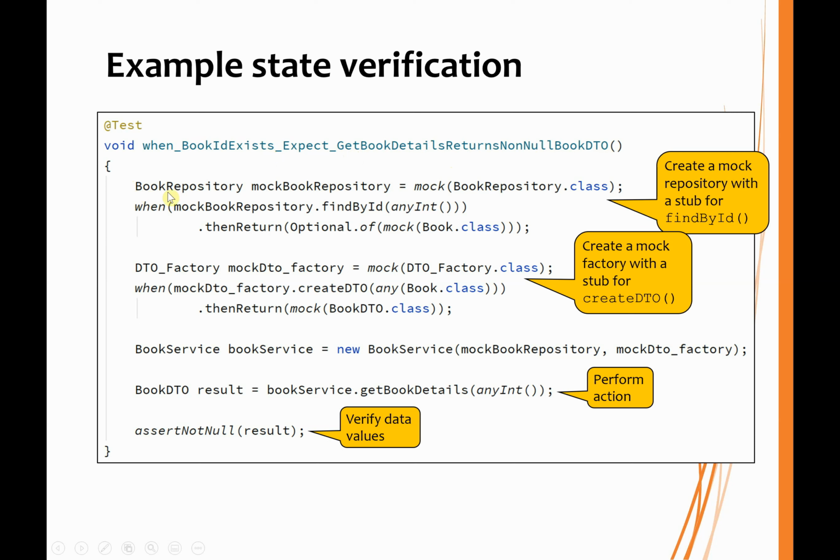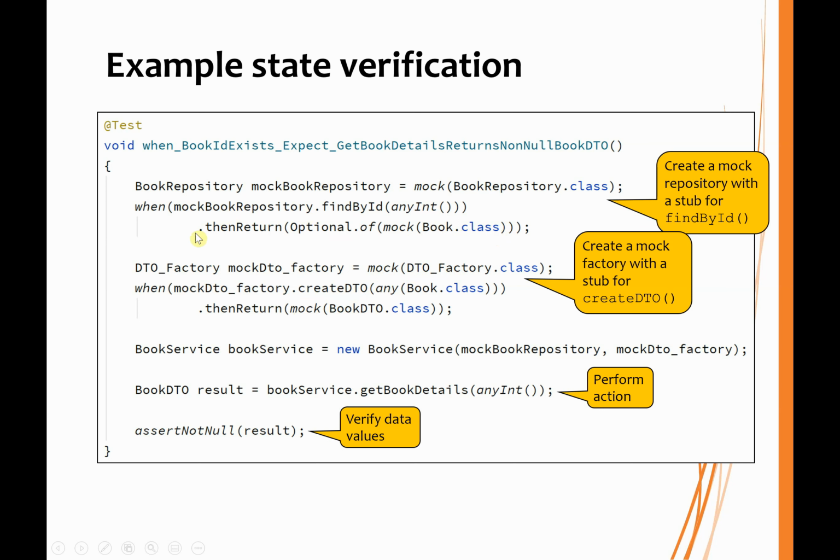Now, this is going to be done by using a mock book repository and a mock DTO factory. We're also stubbing these methods. So find by ID in that mock book repository will return a mock book class. So we're even mocking the return result. Likewise with the DTO factory, we mock the DTO factory and we stub the create DTO method, and that's going to return a mock object as well.